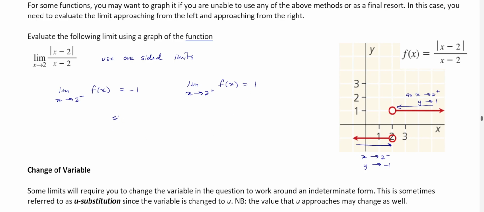So, since the limit as x approaches 2 from the negative side of f at x does not equal the limit as x approaches 2 from the positive side of f at x, the limit as x approaches 2 of f at x does not exist.